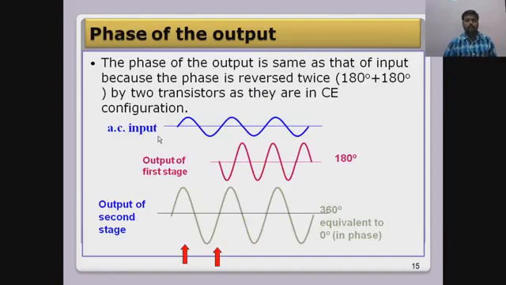See, the AC input is given at the base of stage 1. This is the AC input which is given at stage 1. The output of the first stage is with a 180 degrees phase shift. The output of the second stage is with a 360 degrees phase shift, because 180 plus 180 is a total of 360 degrees phase shift, which is equivalent to 0 degrees, that is, in phase with the input.